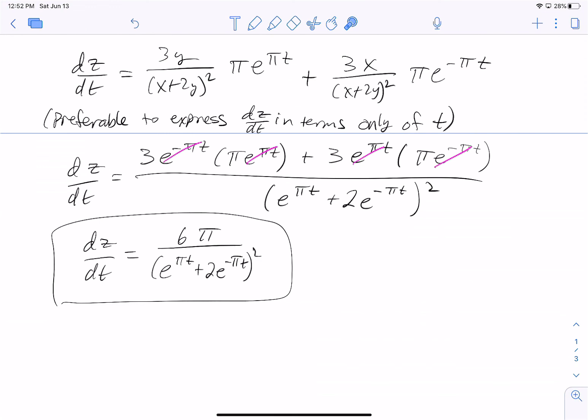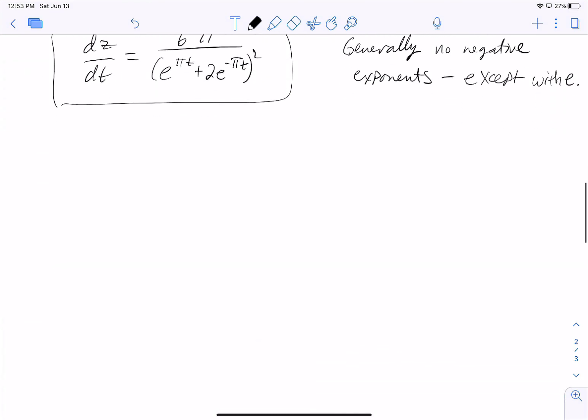Now, regarding simplified forms of final answers, you see that we have an e to the negative pi t in the denominator. Generally, we say no negative exponents, except with e. I like to imagine that a mathematical society one day got together and they had a vote and they said, yeah, we'll let e do it. Also scientific notation, but everywhere else, no negative exponents.